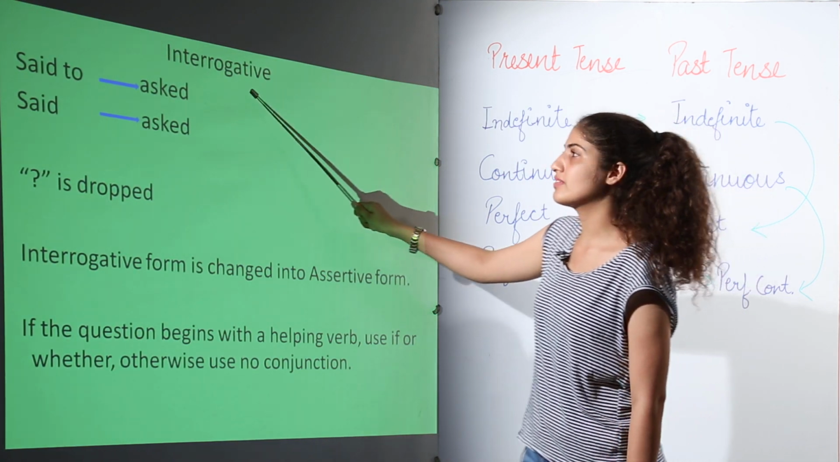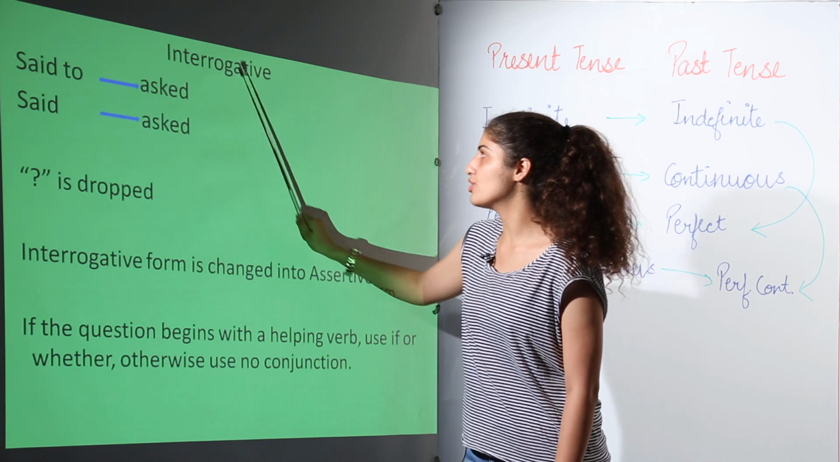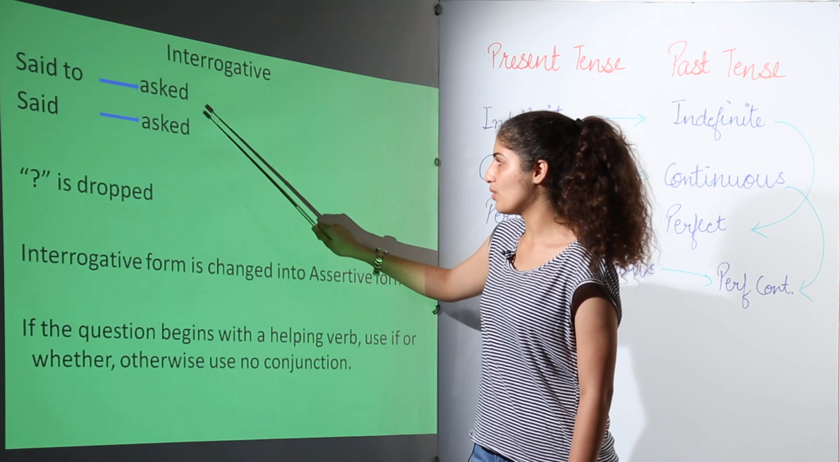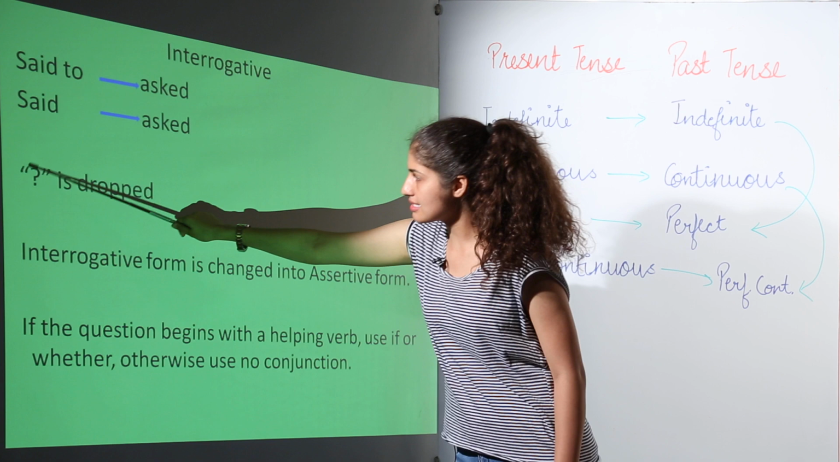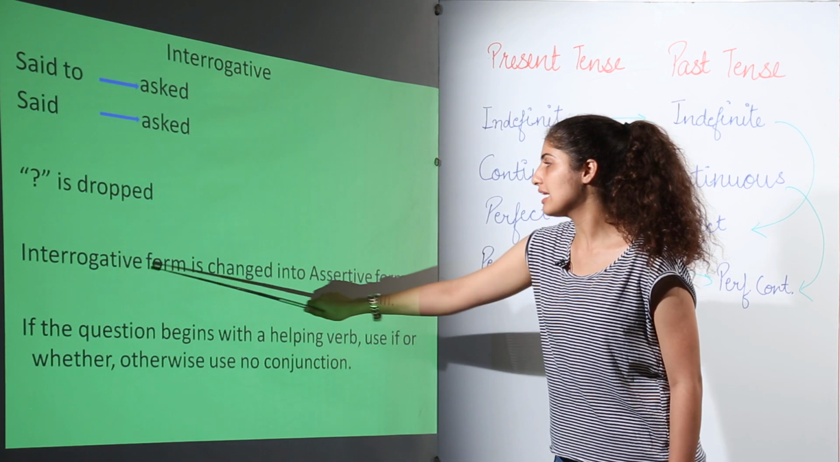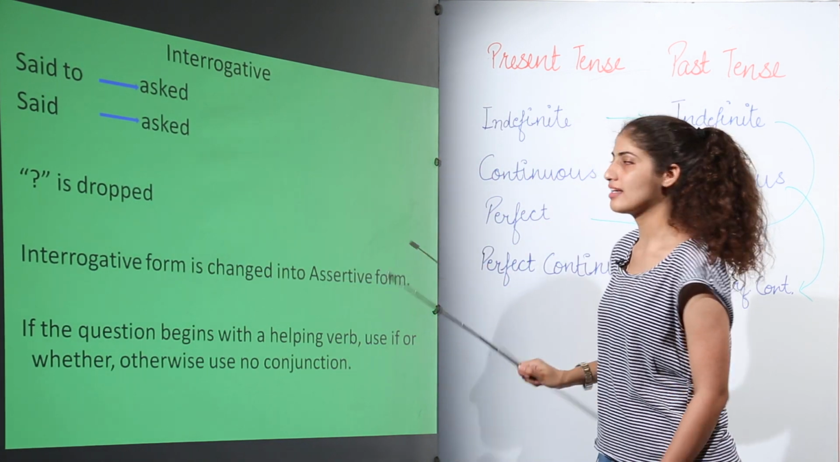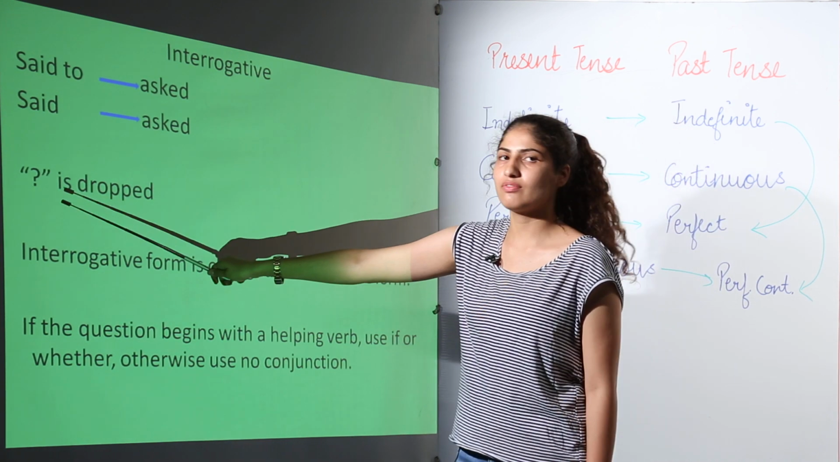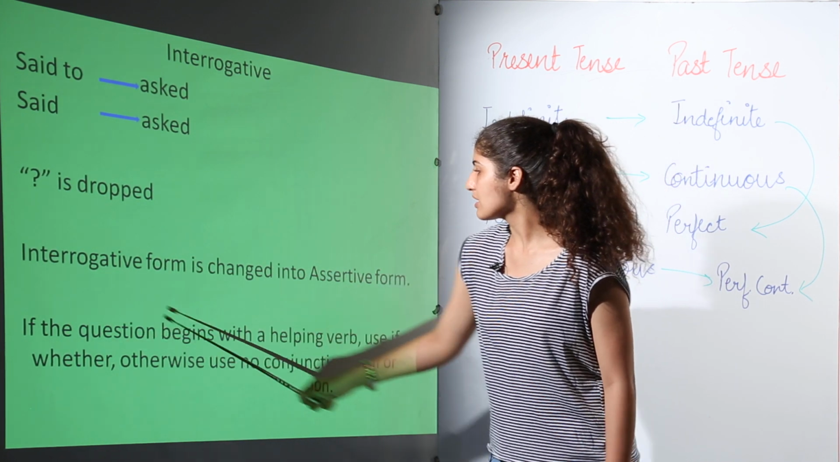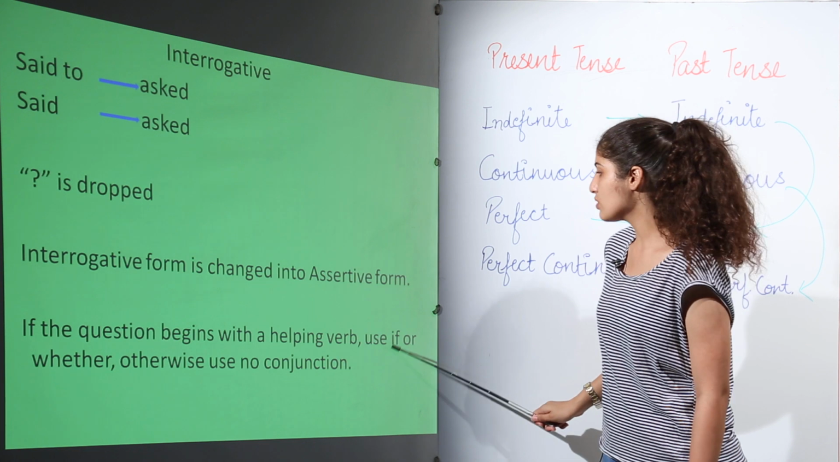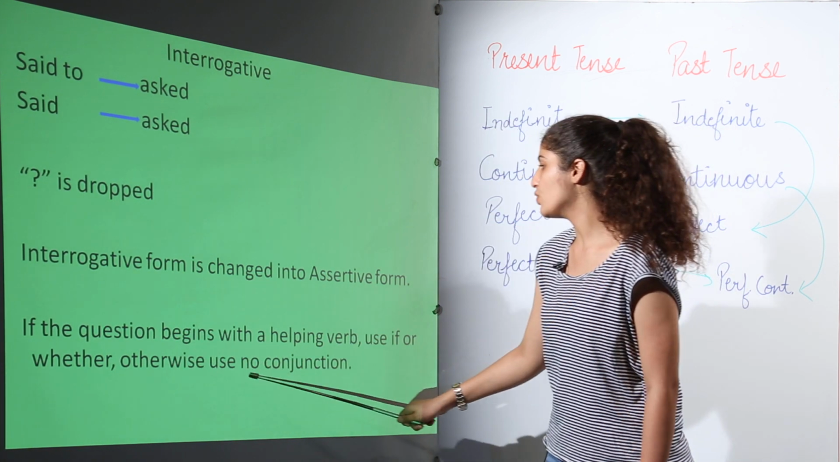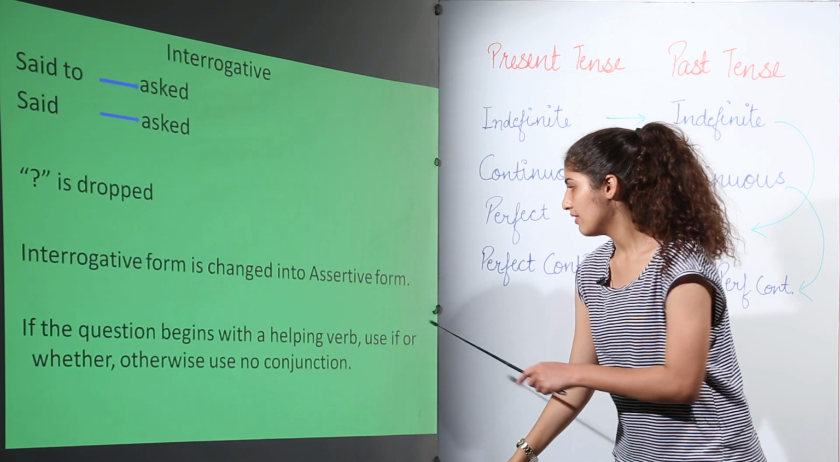In the interrogative kind of questions, said to will be changed into ask. Again said is changed into ask, and the question mark sign is dropped. And the interrogative sentence is changed into assertive form, that is we have to remove the question mark and put a full stop there. If the question begins with a helping verb, use if or whether, otherwise use no conjunction. See, we'll talk about the example.